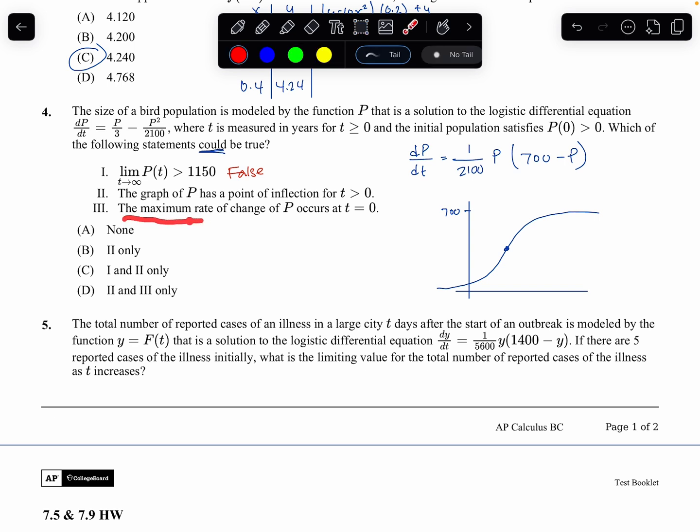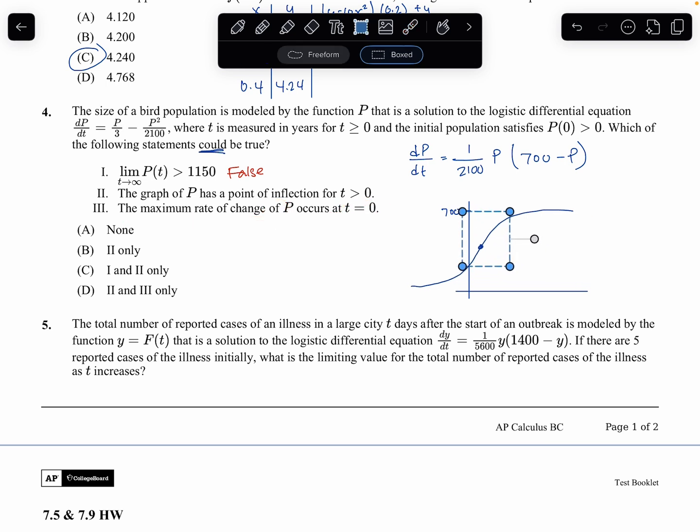The maximum rate of change of P occurs when t equals 0. So I think that's saying the same thing. We know that the inflection point is when the maximum rate of change of P occurs. Is it occurring at t equals 0? It could, but we don't know. So I'm going to say that 2 and 3 could be true.